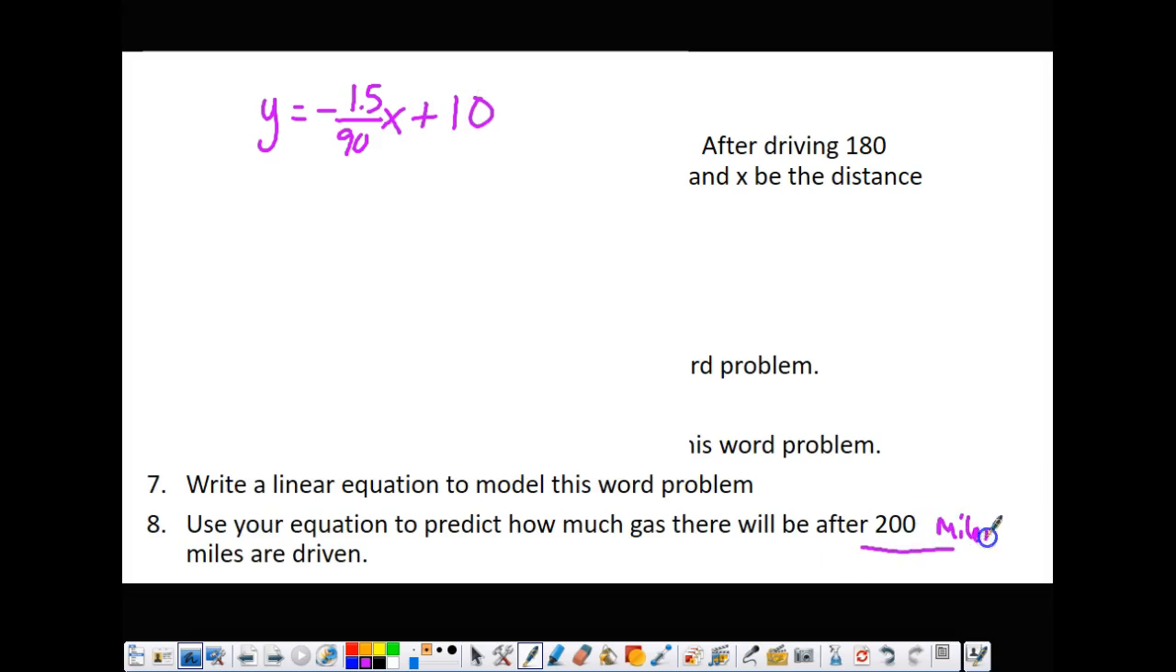Miles. Now, if we're talking about miles, what variable is this? It's our x. So go ahead and put an x over that and circle it real quick, because that's an x number. So what I'm going to do is replace the x with 200. And that will tell me what y is, and y is the answer, which is gallons. How much gas is left in my tank.